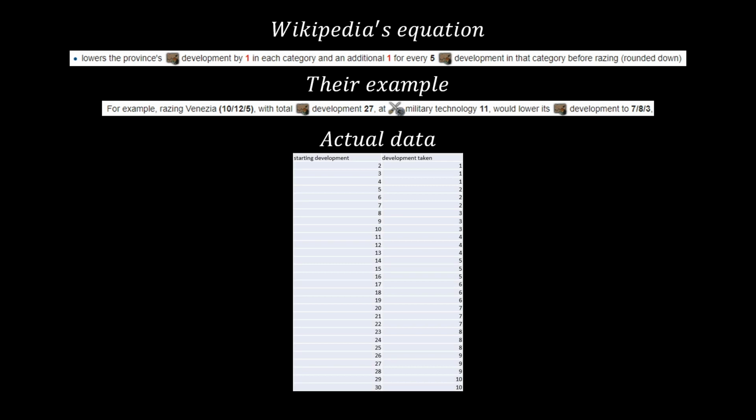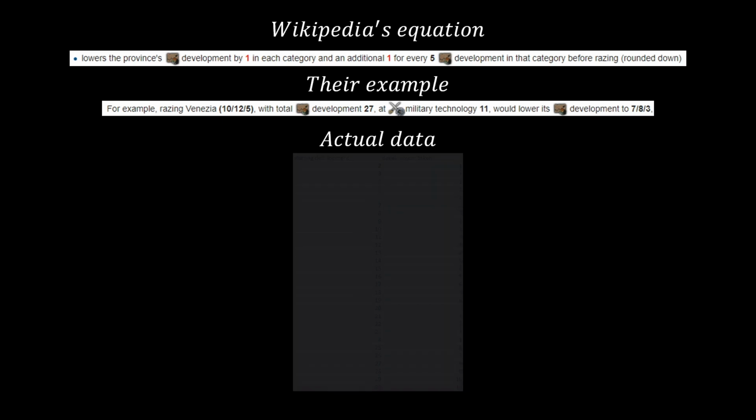I decided to go into game and raise provinces up to 30 development in each different mana category. So this is on 30 tax. And so the numbers, they match nicely for this one. So we have 10, and the development taken is 3, so it will then go to 7. But for all the other numbers, it basically doesn't work, and the equation is actually incorrect.